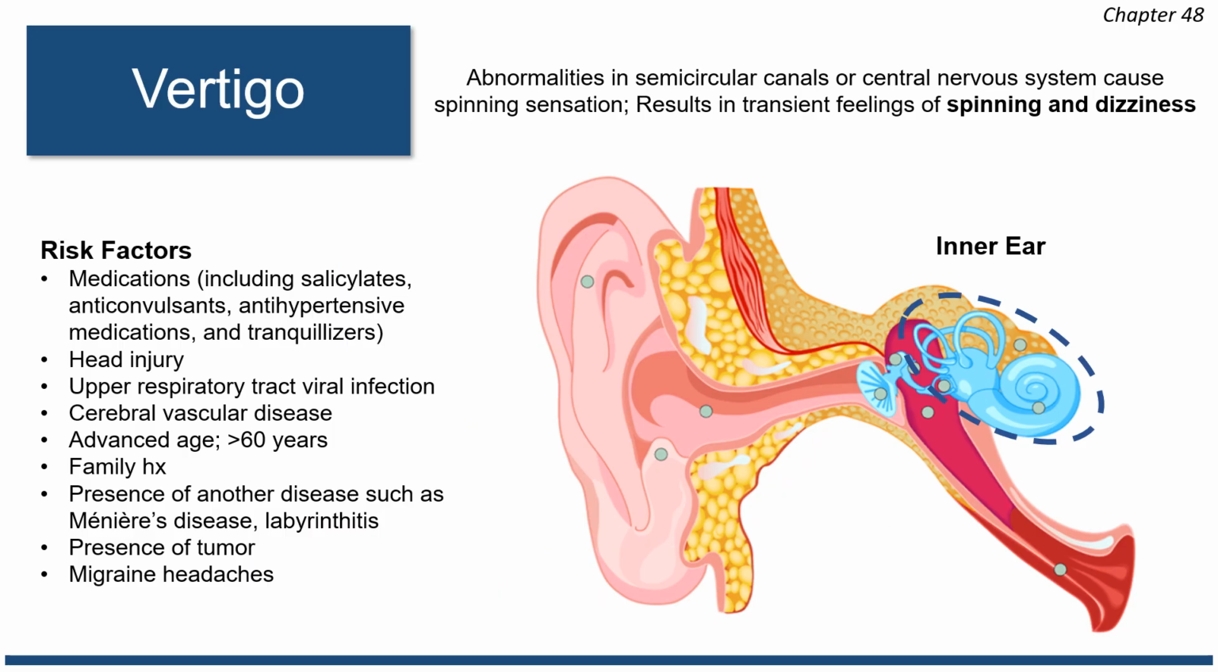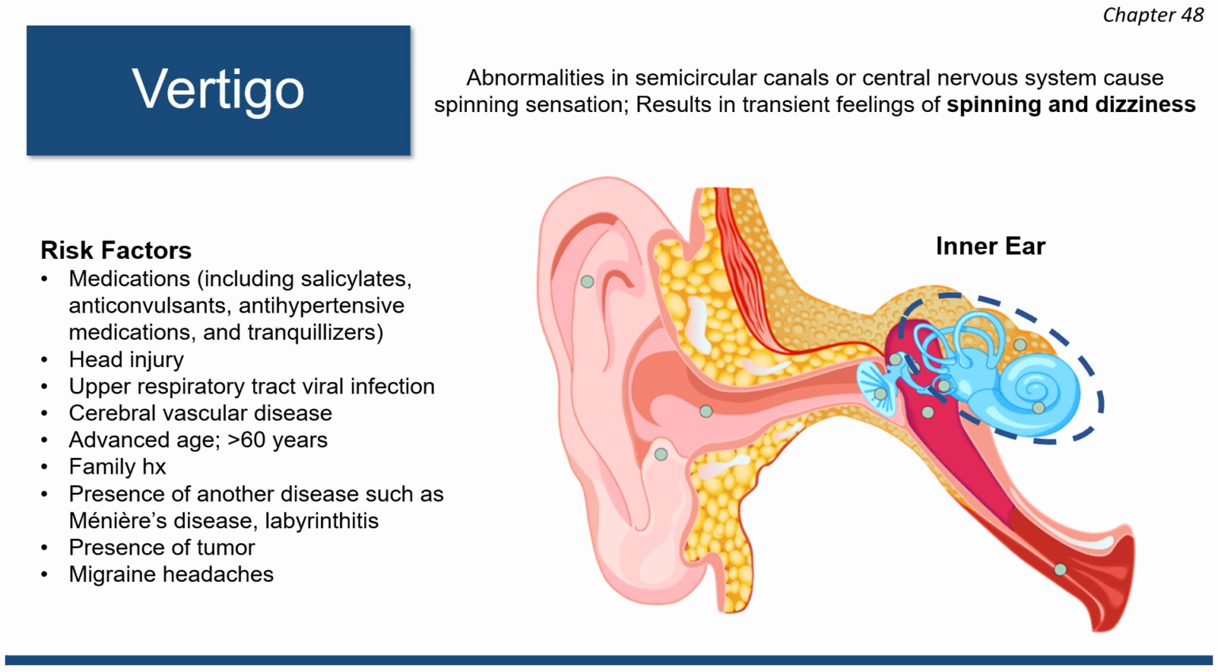Moving on to vertigo. So we mentioned vertigo a little bit earlier. Let's go over it one more time. So this is a result of abnormalities in the semicircular canals or the central nervous system that cause a spinning sensation. So we're going to talk about these semicircular canals when we talk about Meniere's disease. But when we see central nervous system, this is our brain. So the brain can cause vertigo, or it can be these semicircular canals. So the result is going to be a feeling of spinning and dizziness.